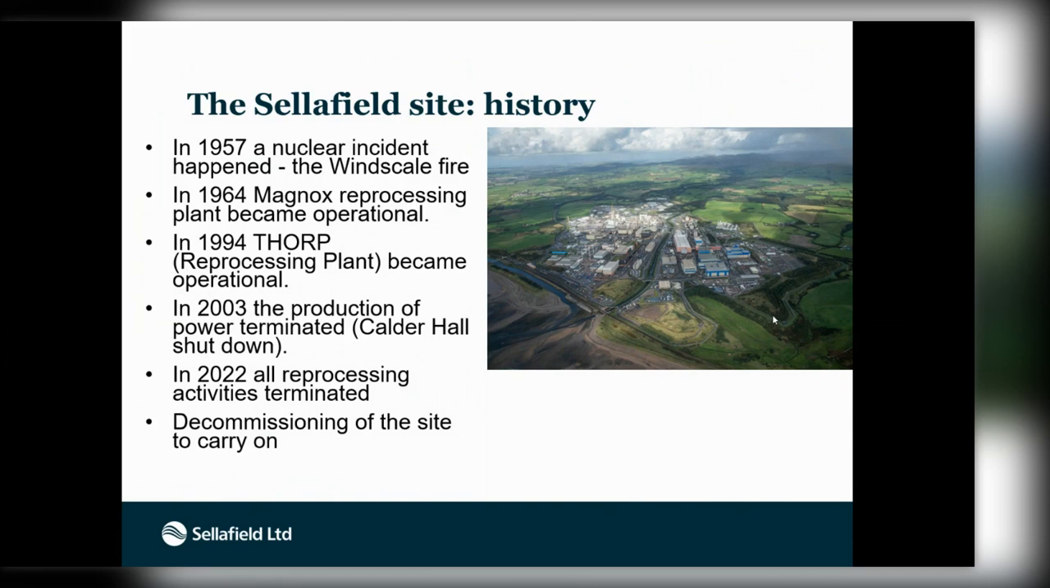I just want to say that when I say reprocessing plant, you shouldn't just think about one facility, but there are usually a number of facilities associated with the main plant. Then going on to 2003, the production of power terminated. Calder Hall was shut down. In 2022, all reprocessing activities terminated. And now the decommissioning of the site is carrying on. The government is expecting these activities to continue for another 100 years.